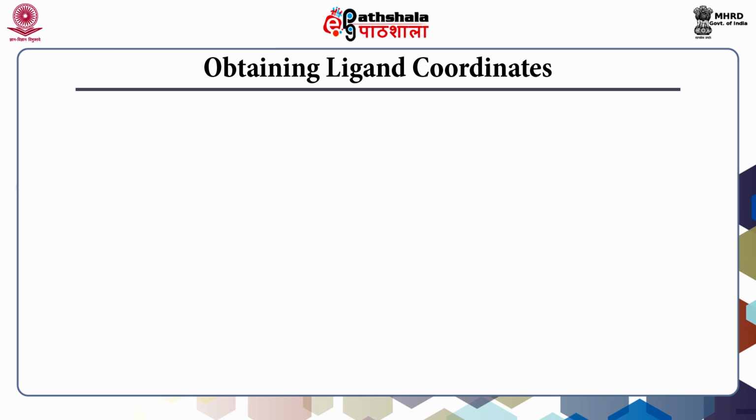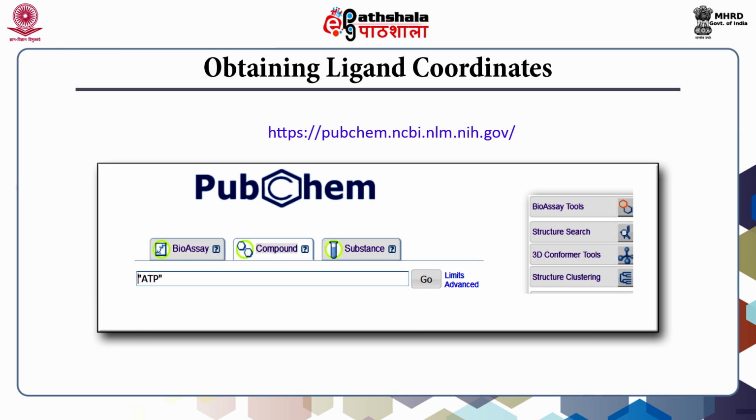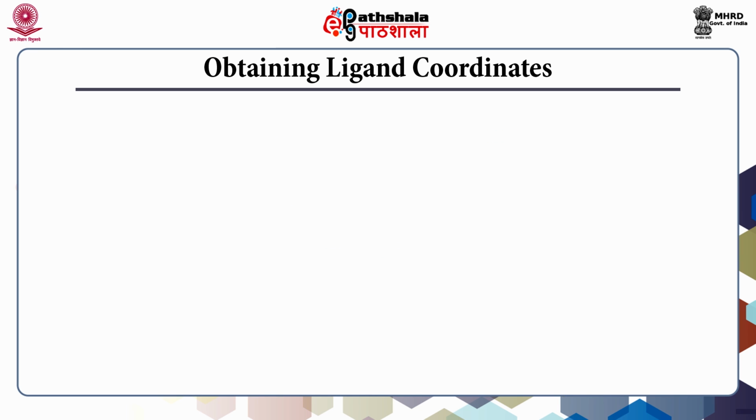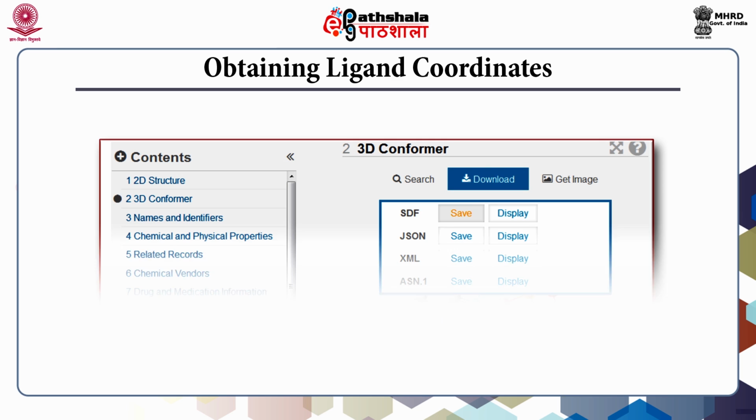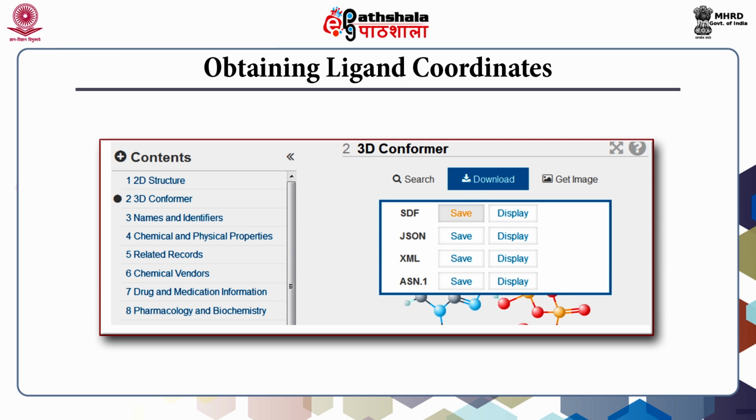To obtain 3D coordinates of ATP, visit PubChem and search for ATP. This will present a list of PubChem compounds containing keyword ATP. Click the first record for adenosine triphosphate to reach the ATP record. Scroll down to 3D conformer and download PubChem compound in SDF format and save with the file name atp.sdf.